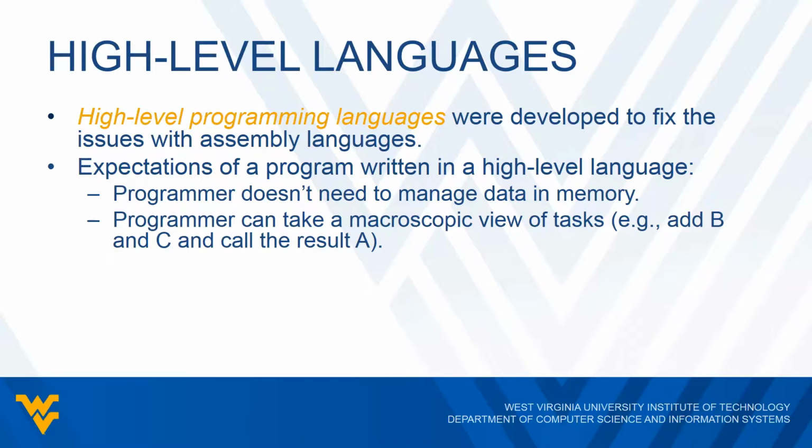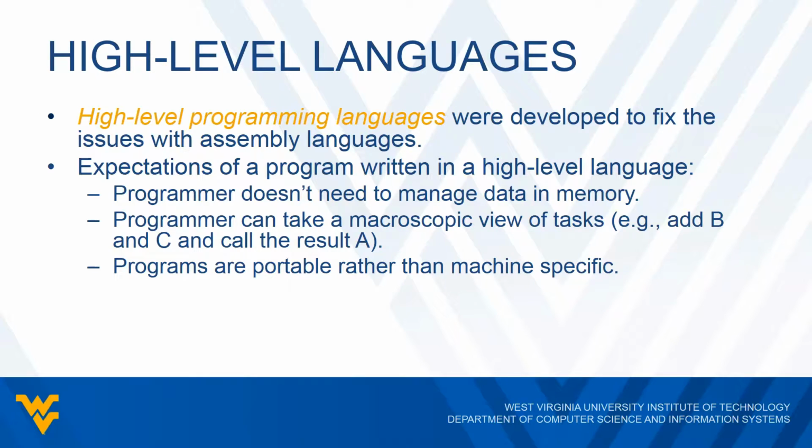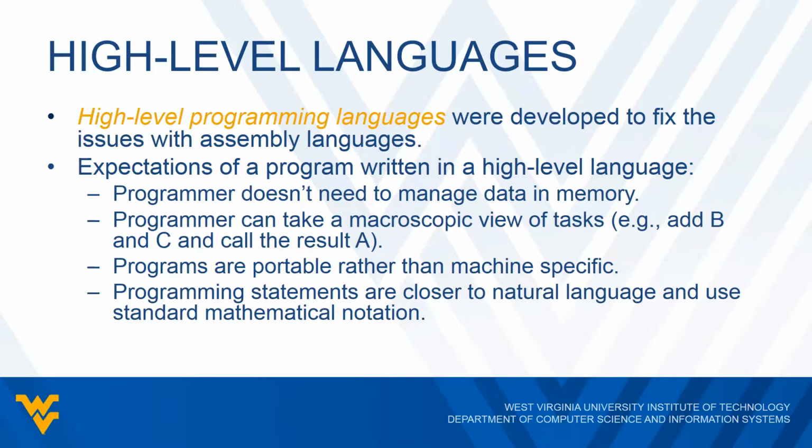For example, we can say add B and C and then call the result A. You don't have to worry about where B and C are stored. We don't have to worry about where A is stored. We don't have to worry about putting stuff in registers. So the primitive operations used as building blocks in algorithms can be much larger than what we're already used to. Programs should be portable rather than machine specific. So if I write a program on one machine, it should be able to work on another machine without making that many changes or any changes at all. And then finally, the program statements themselves should be closer to natural language and use standard mathematical notation.